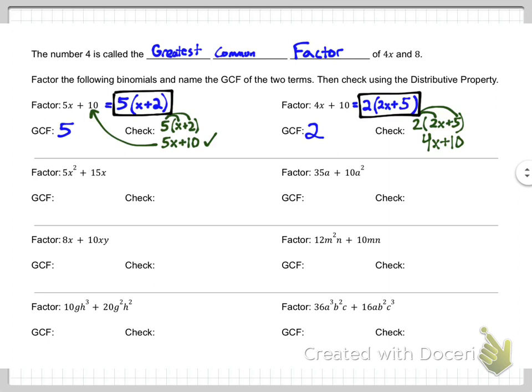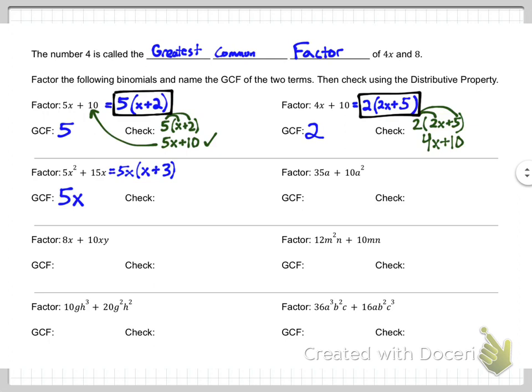For the next one, this is a little trickier because we have x's on both terms. So you can take out a 5, but you can also take out an x. So let's write down 5x and see what happens. When you take 5x out of 5x squared, you're left just with 1x. And on the right side, you're left with a 3 when you take 5x out of 15x.